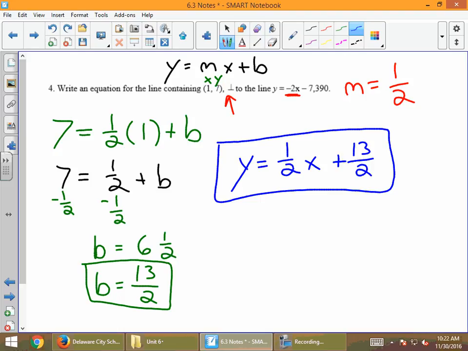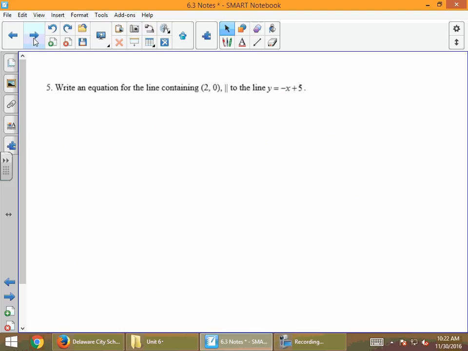Questions? All right. Let's do one. We did one that is perpendicular, upside down t. Let's do one that is parallel. Write an equation for a line containing the point 2, 0 and is parallel to y equals minus x plus 5.